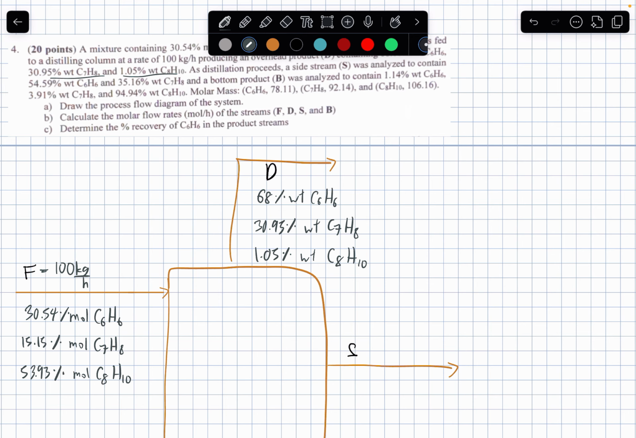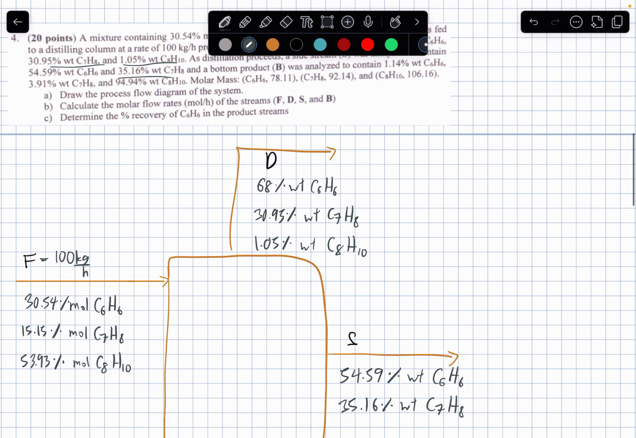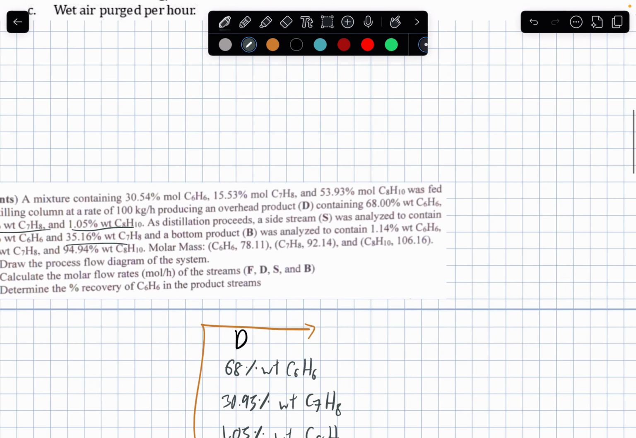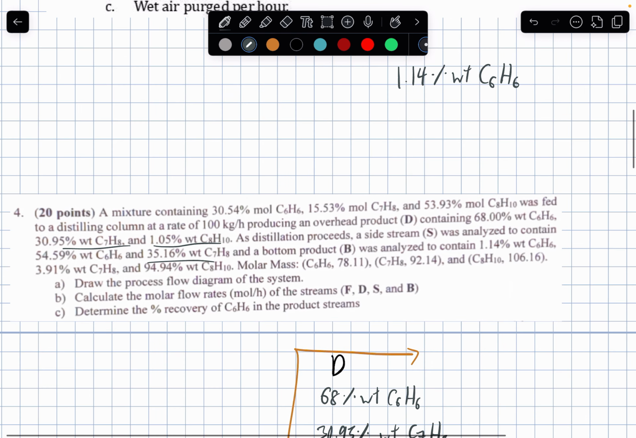Side stream: 54.59% weight, C6H6. 35.16% weight, C7H8. Okay, that's it. And then we're now given information on the bottom product. Let's write it here first. Contain 1.14% weight, C6H6. I think it's consistent, no?